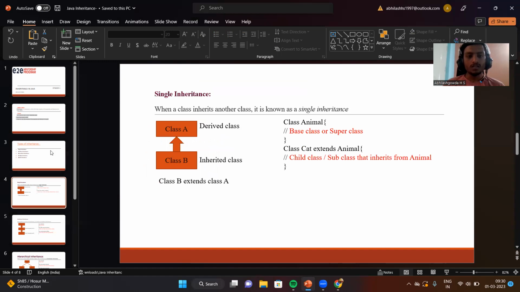So coming to the first, single inheritance. When a class inherits another class, like class A is a parent and it has one child, class B. Here, class A is the base class or parent class, and class B is the inherited class or child class. We represent that as class B extends class A. It means class B is a child class which acquires all the properties of class A. Example: class Animal is the base or super class, and class Cat extends Animal means that Cat acquires all the properties of Animal. This is known as single inheritance.